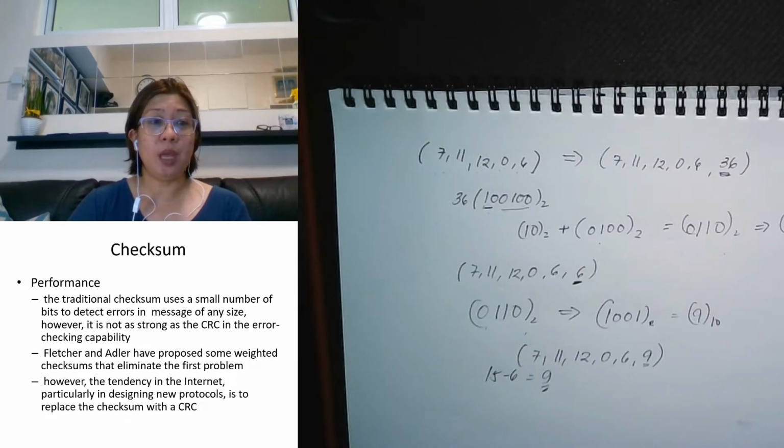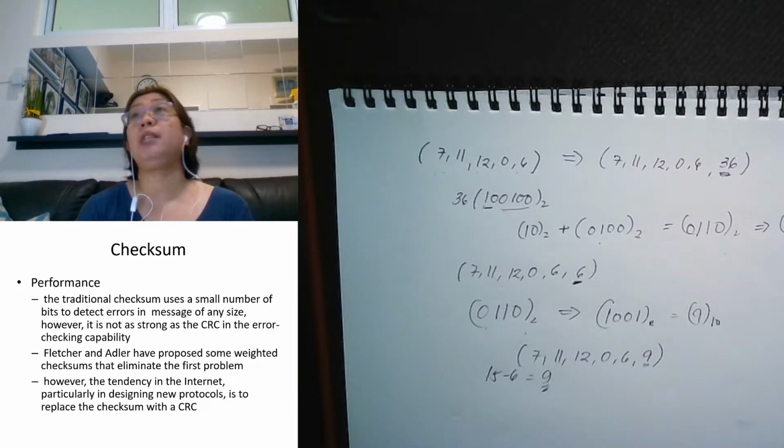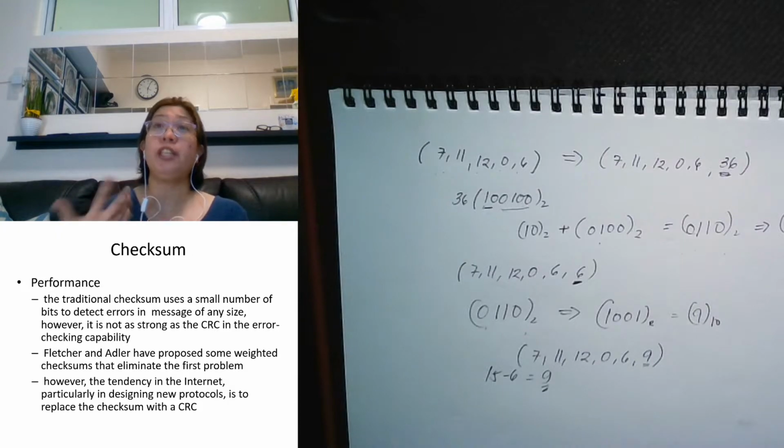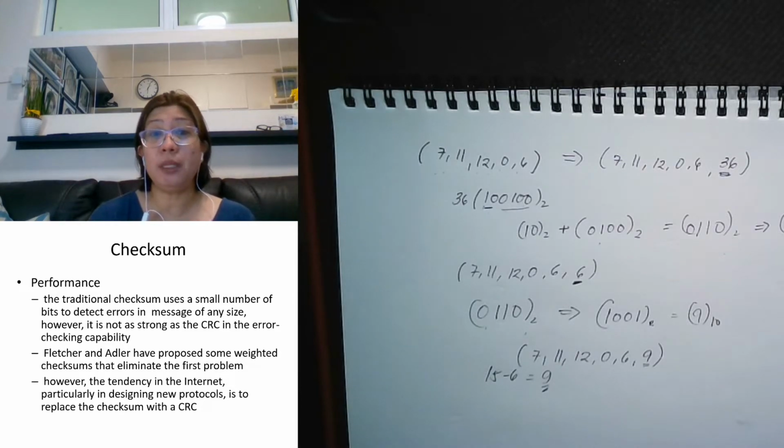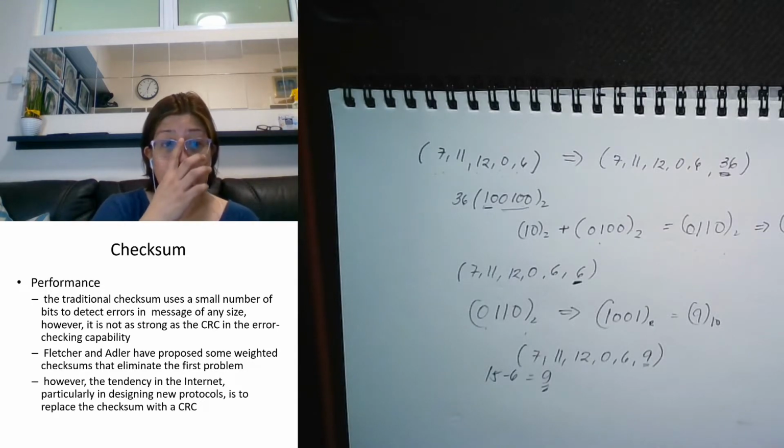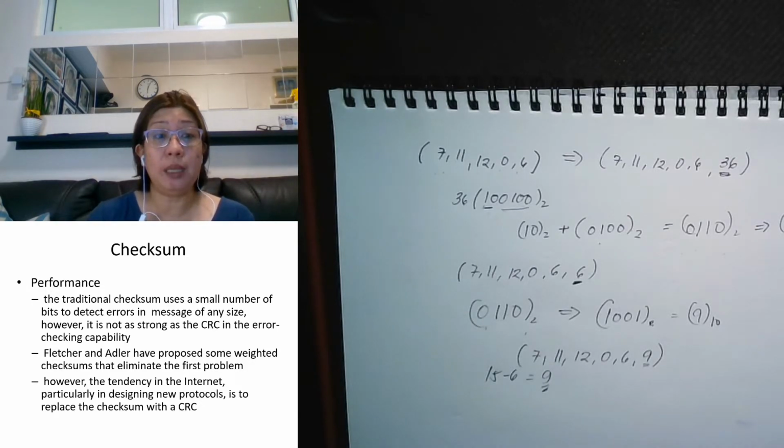How about the performance? The traditional checksum uses a small number of bits to detect errors in messages of any size. However, it is not as strong as the CRC, or cyclic redundancy check, that was discussed in the previous video, in its error checking capability. Sometimes in the internet checksum we just use 16 bits, but in reality sometimes it is thousands of bits.